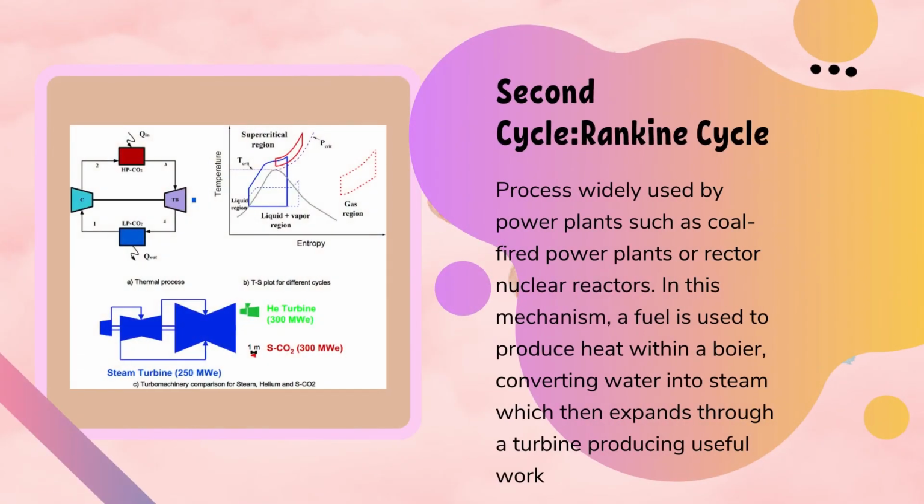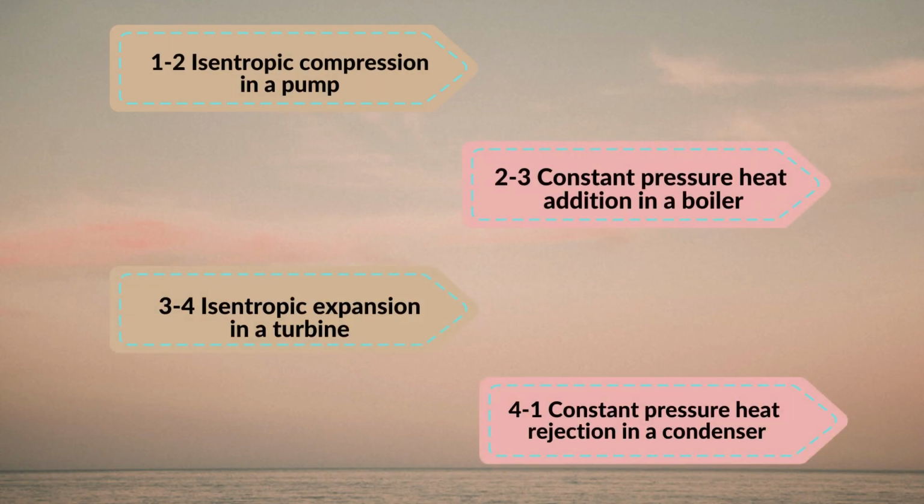The second cycle is the Rankine cycle. The Rankine cycle is the ideal cycle for vapor power plants. The ideal Rankine cycle does not involve any internal irreversibility and consists of the following processes: isentropic compression in a pump, constant pressure heat addition in a boiler, isentropic expansion in a turbine, and constant pressure heat rejection in a condenser.